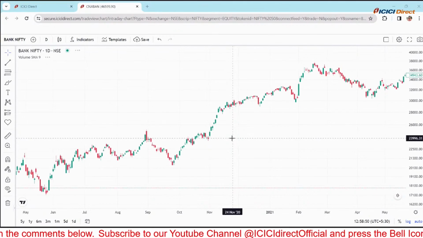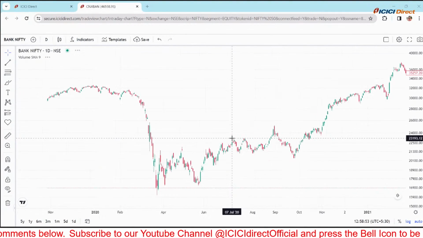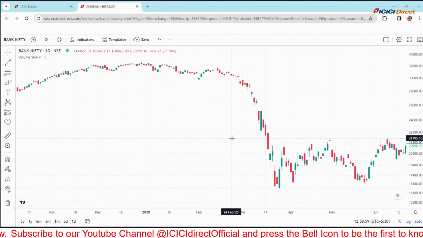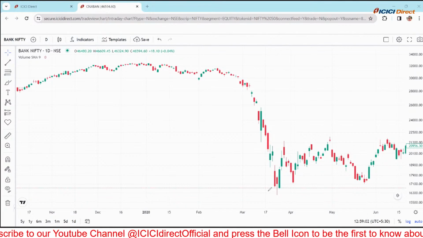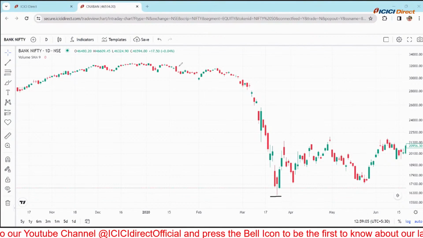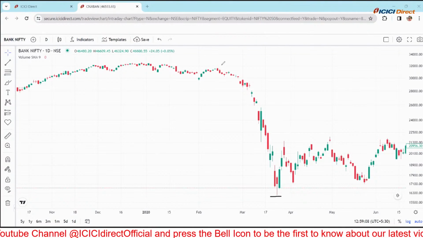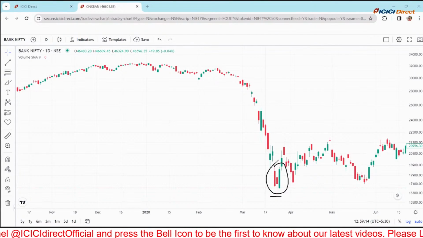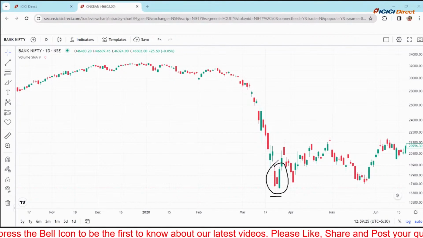Okay, we'll try to find one more. Wow, COVID. Imagine someone like a veteran trader. This is the COVID fall. This is our lowest point, 16,300 Nifty, March 2020. Can we say this is a proper engulfing pattern here? Yes, no, guys?